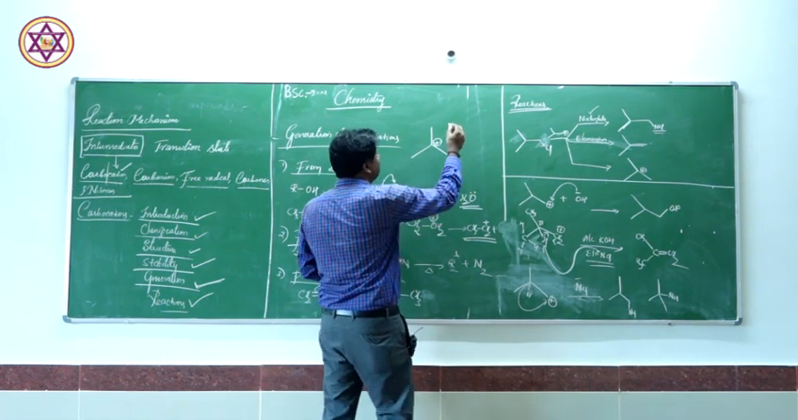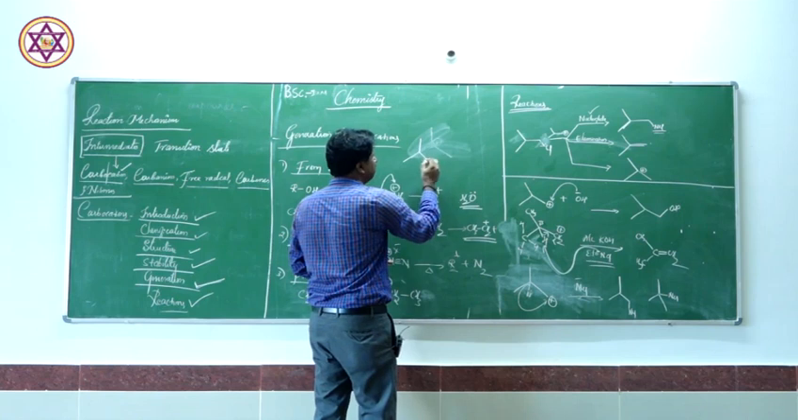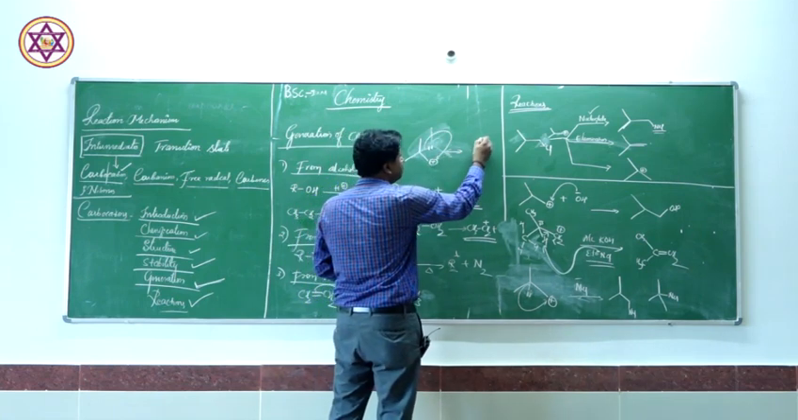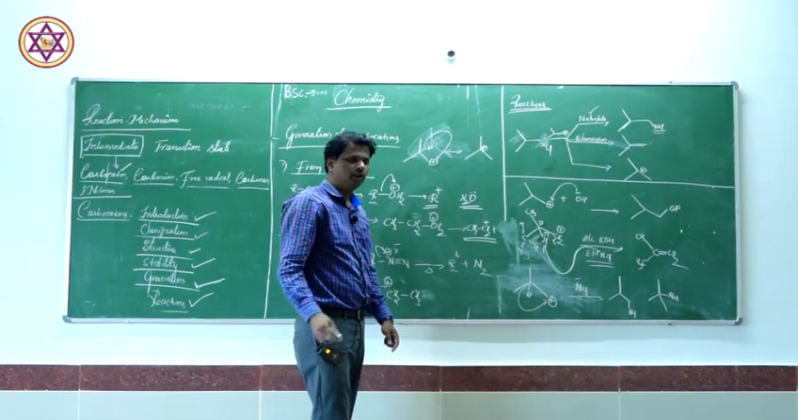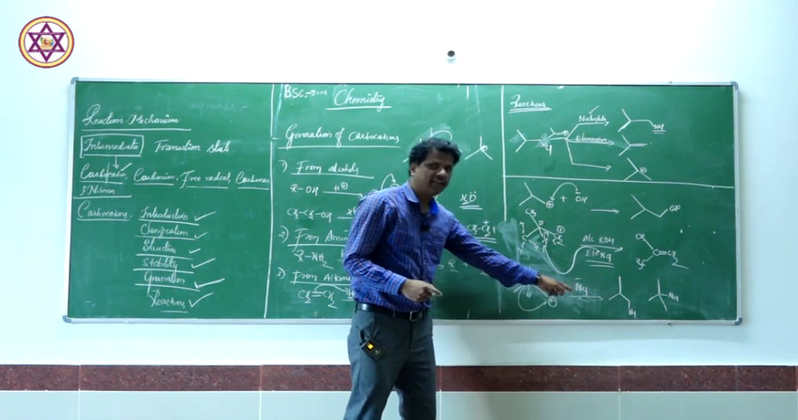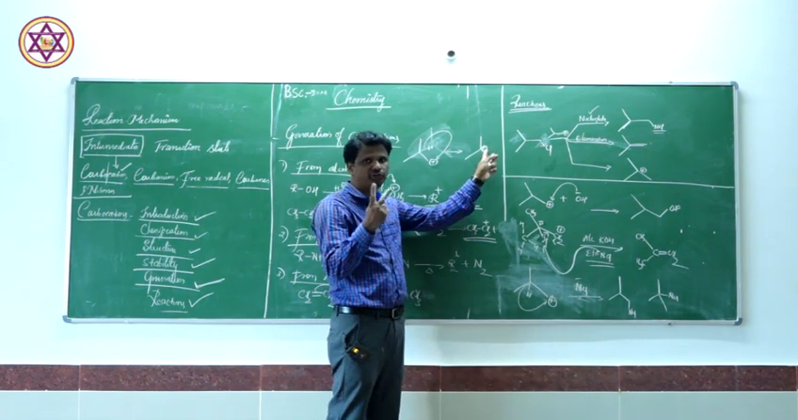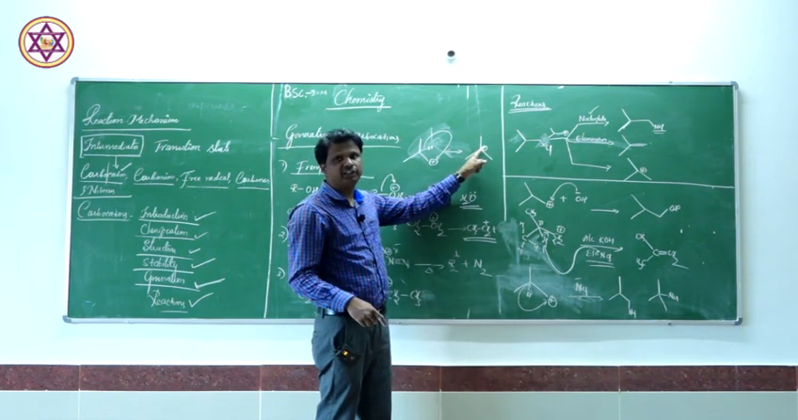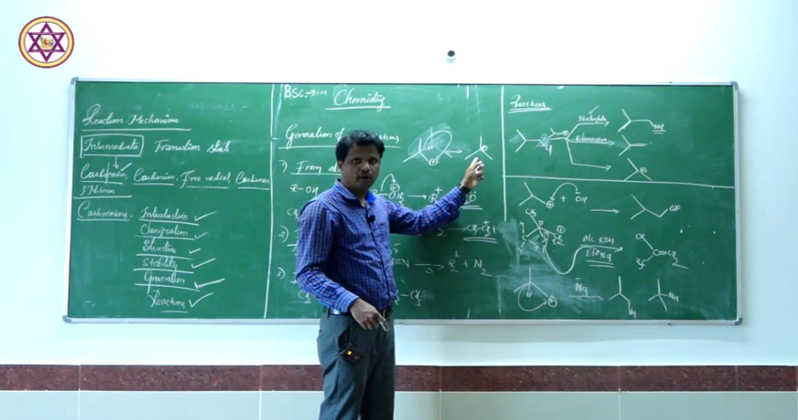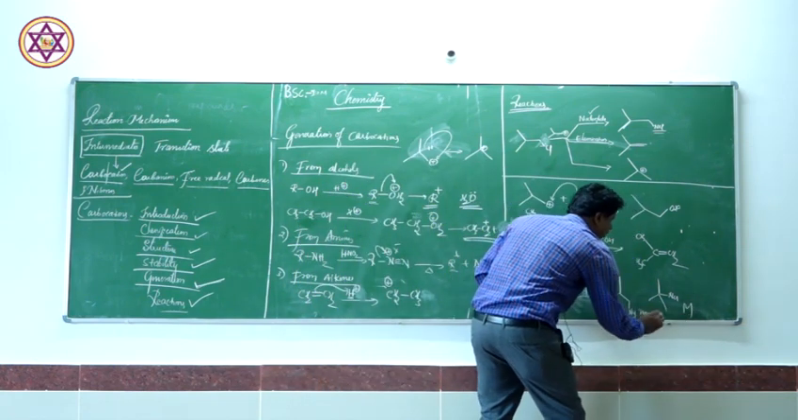I'll write both structures. Earlier it was like this. This hydrogen shifts here, leading to the formation of a more stable carbocation, that is the tertiary carbocation. So your nucleophile attacks the primary carbocation as well as the rearranged carbocation to give two different products. But the major product will be the tertiary butyl compound. This will be the major and this will be the minor compound.